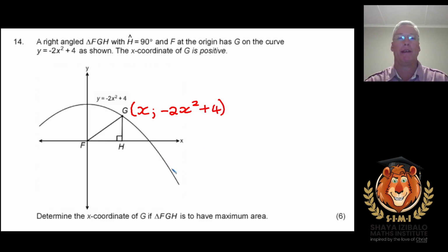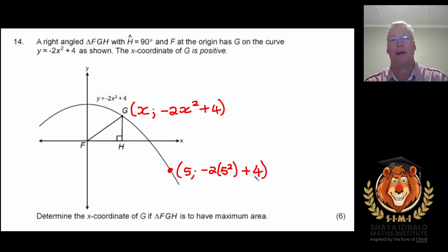Every single point that lies on this function, the y value is the x value squared multiplied by negative 2 and added 4. So, for example, if I said to you, what's the y value if x is, say, 5? Well, you would go negative 2 times 5 squared plus 4, right? But that would apply equally if I said, what if x is 3? We'd go negative 2 times 3 squared plus 4. And if x is x, we'd go negative 2 times x squared plus 4.